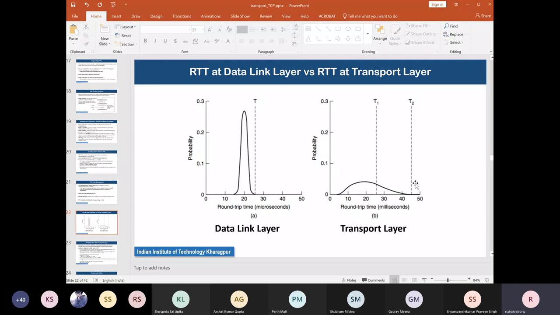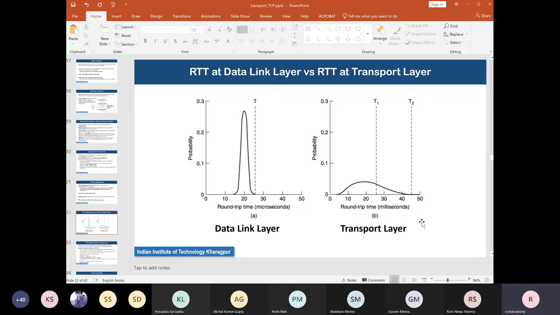So this is a problem. Either you are getting too optimistic or you are getting too pessimistic. The first one is you are too optimistic: okay, I will wait, it is taking time, but it will get delivered. And the second one is too pessimistic: within 25 milliseconds, I have not got any acknowledgement, that means it is lost.